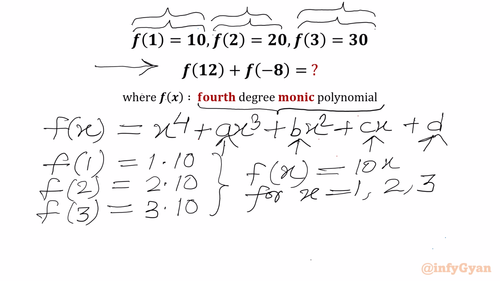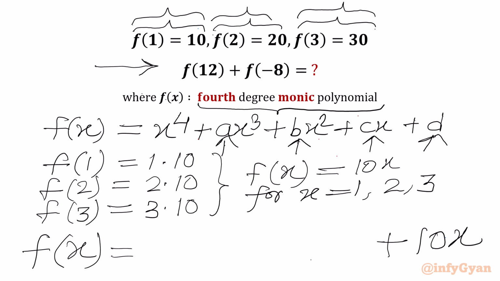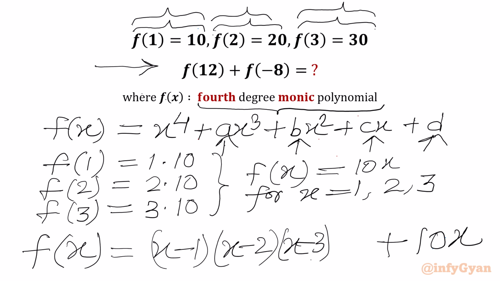Let's use this information. So I can write here f(x) equal to 10x, then I will be writing x minus 1 times x minus 2 times x minus 3. So it is cubic, so I have to introduce another bracket x minus k. Now you can see if I plug in x equal to 1, then it will give us 10 times 1 or 10 from here, and this term will be 0. If I plug in x equal to 2, this term will be again 0 and 10 times 2 is 20. If I plug in x equal to 3, we will get 10 times 3, 30.